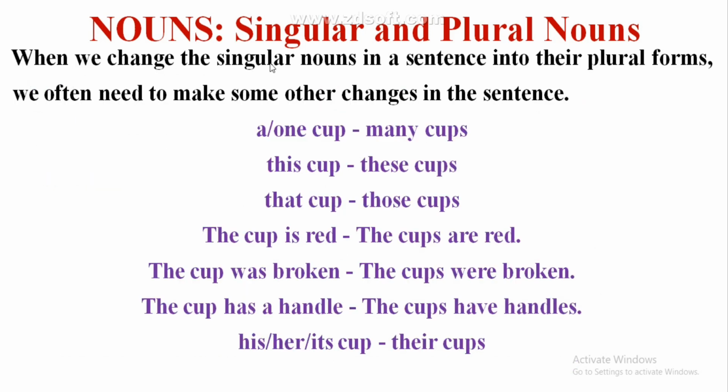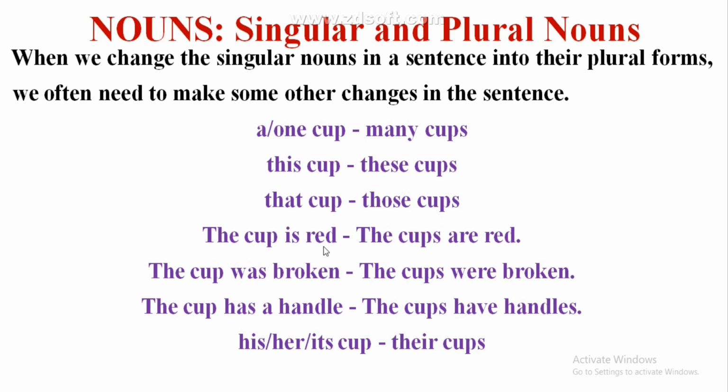When we change the singular nouns in a sentence into their plural forms, we often need to make some other changes in the sentence also. Example, for a or one cup, we have to write many cups. This cup, we have to write these cups. For that cup, we have to write those cups.